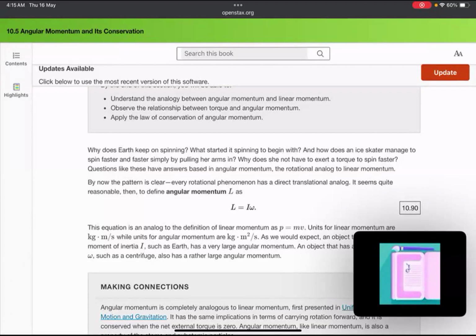So why is the angular velocity going up? When the moment of inertia decreases, why is the angular velocity increasing?